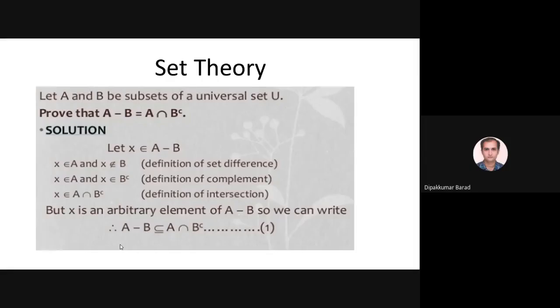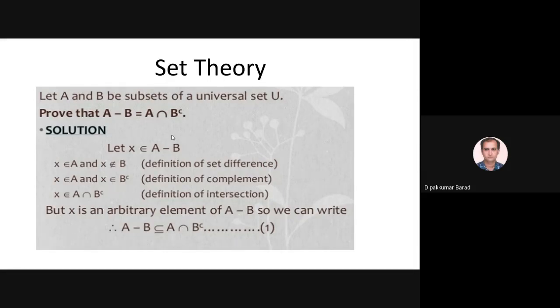Prove that A minus B is equal to A intersection B complement. Again, we want to prove the equality. By taking one element x belongs to A minus B, if we show that it is also an element of A intersection B complement, then I can say that A minus B is a subset of A intersection B complement. In similar manner, if I take any element from A intersection B complement and show that it is also in A minus B, then it is a subset of A minus B. So in both ways, I can say that these two sets are equal.